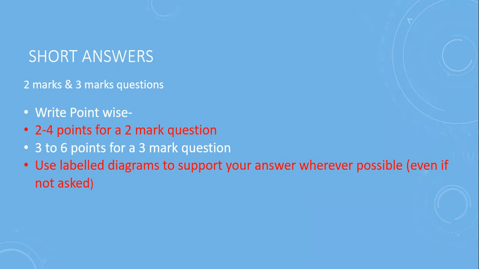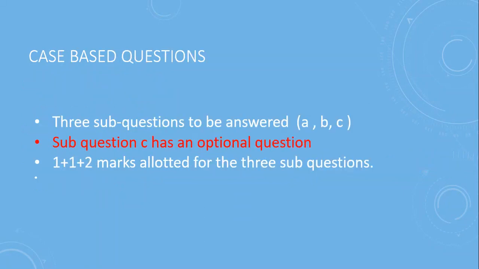If your diagram is well labeled and valid to the question, you will get the mark for the answer. What are case-based questions? You have got section D with 2 case-based questions. Each case-based question will have 3 sub-questions, A, B and C, where the C question or the third question will have an option. So the option is only for the third question C and not for the entire thing. So you have to attempt A, B and C separately.